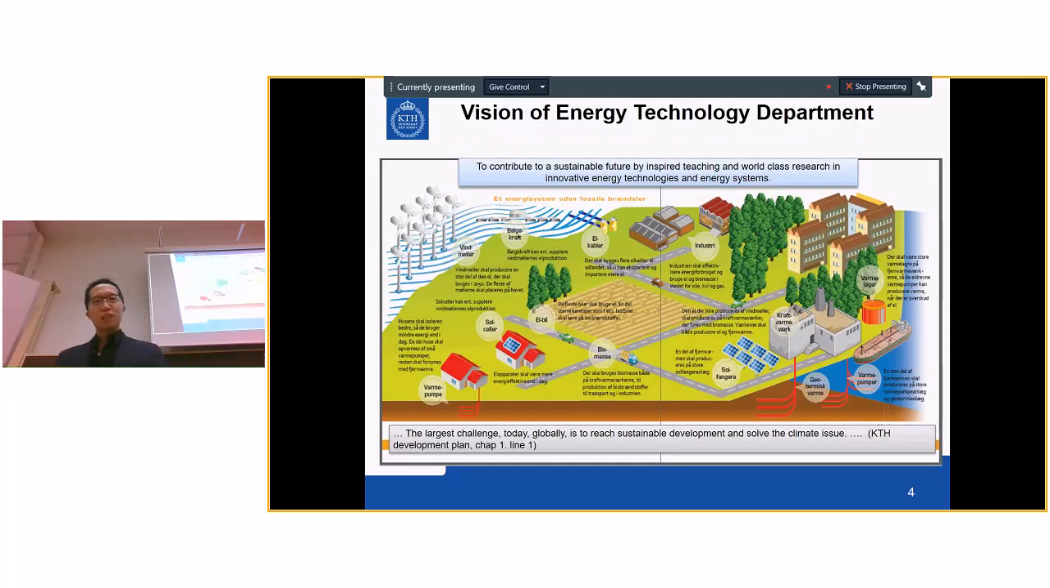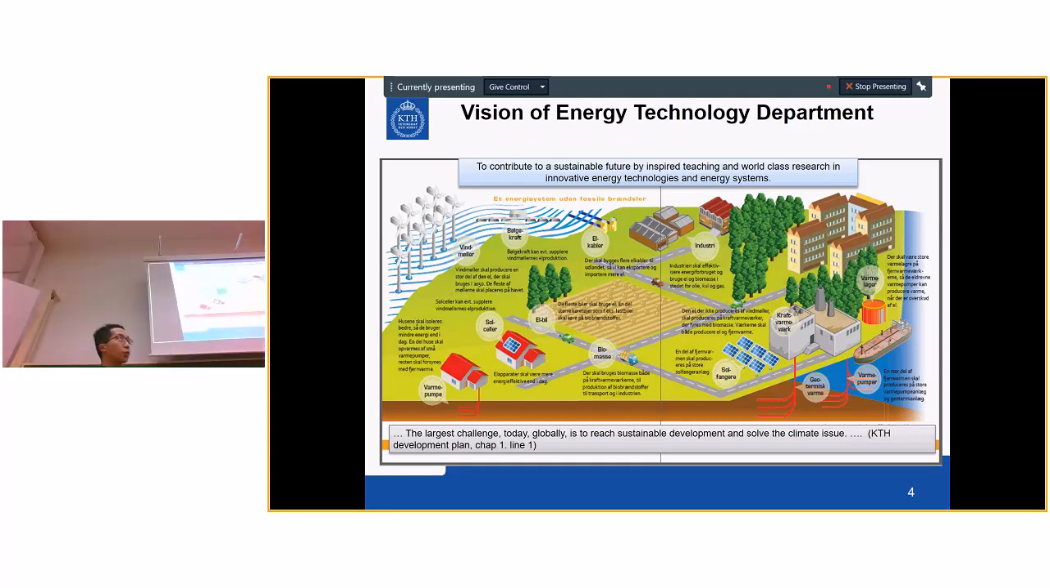The vision of the Energy Technology Department is that we want to contribute to a sustainable future. I would say that's the main goal, that's the main vision. And then how do we achieve that? What are the means? Well, we have inspired teaching, and then we want to have international, world-class research. This is a picture depicting the different aspects that we touch upon at the department. This is a non-exhaustive picture, but you can see we tackle a lot of different energy sources, renewable energy resources, and also different technologies.